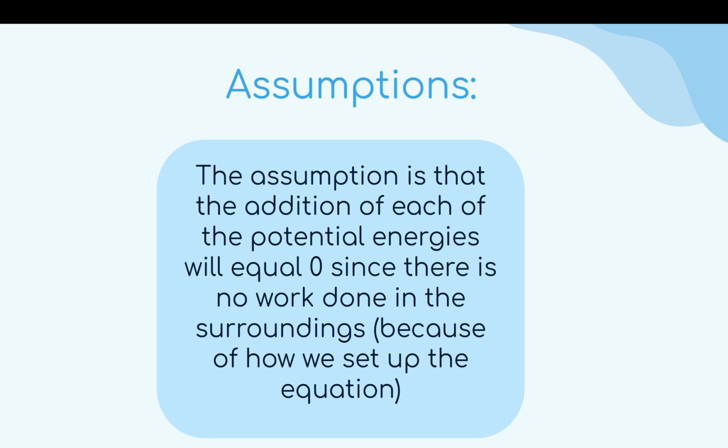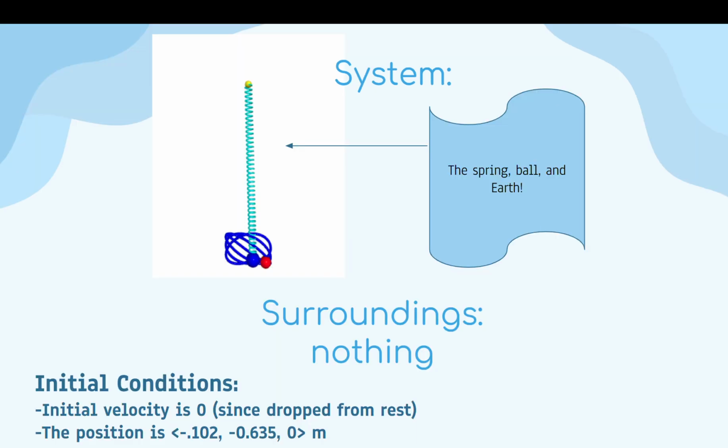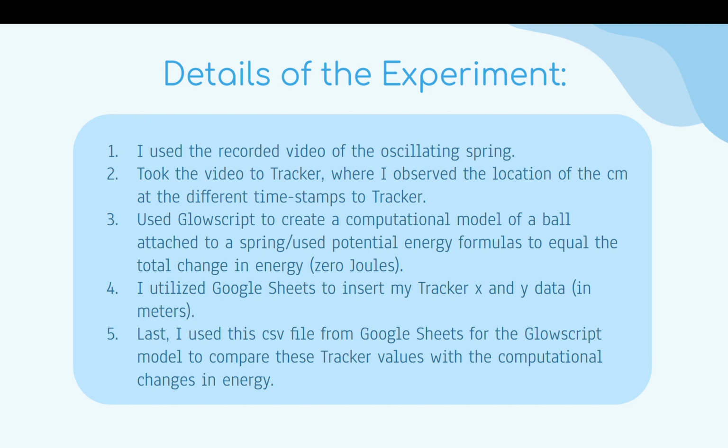So some assumptions before even getting started are that the addition of each of the energies will equal zero since there is no work done in the surroundings, and that's because we put everything in the system. So the system is the spring, ball, and the Earth, and the surroundings are equal to nothing. And so some initial conditions of the system are that the velocity is equal to zero, and you're going to see that in GlowScript, as well as the initial position, which are these values here.